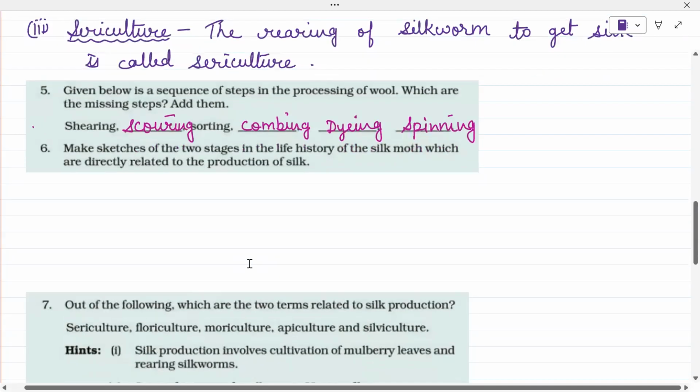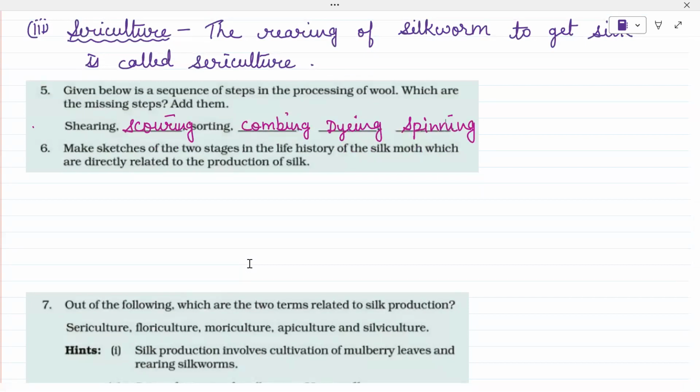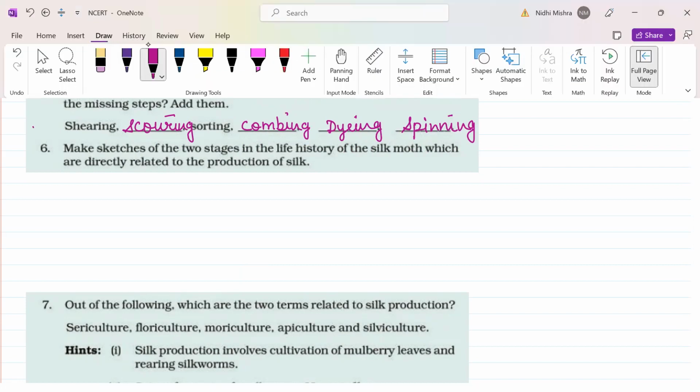Now, next question. Make sketches of two stages in the life history of silk moth which are directly related to the production of silk. So we know for the production of silk, it is very necessary to have a silk moth or the silkworm, and we get the silk thread from the cocoon. So we will take these two stages and we will draw the diagram.